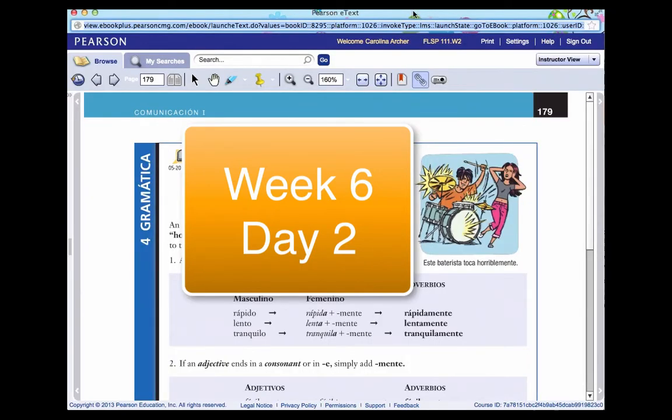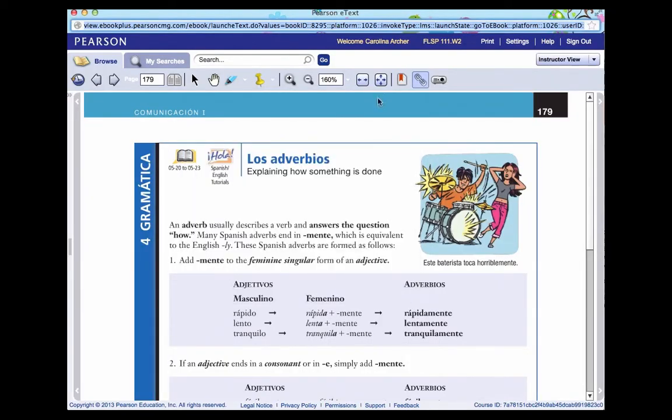Vamos a continuar con el capítulo 5. Okay, we're going to continue with chapter 5, and we're going to look at adverbs, los adverbios, to explain how something is done. So an adverb usually describes a verb. Okay, that's why it's called adverb. Okay, and answers the question how.